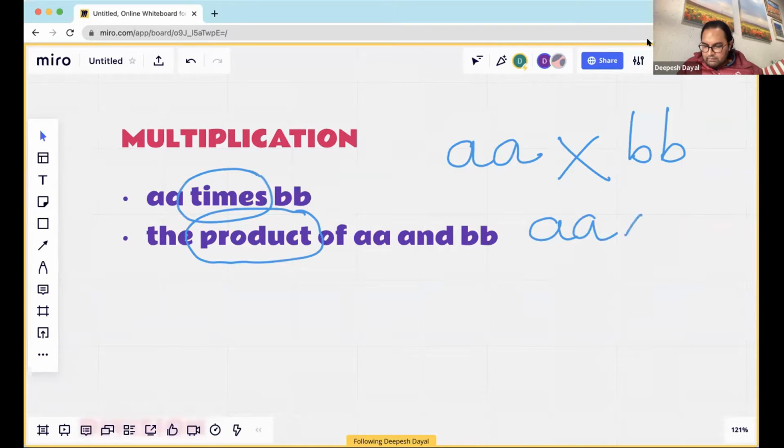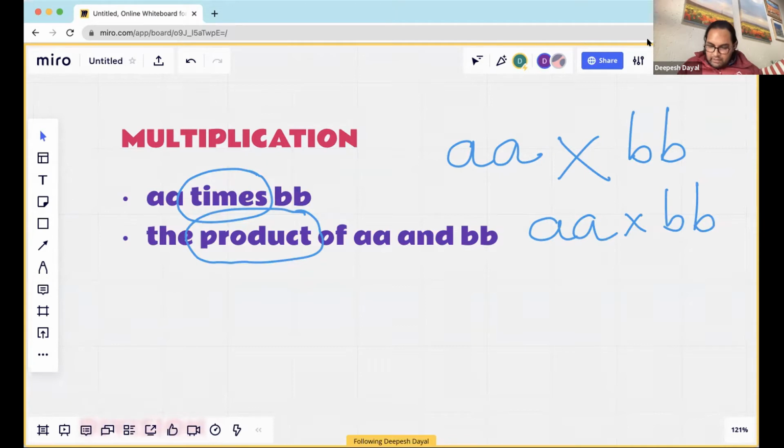Sir, may you please repeat again, please? So it is times, or we get product. Those are the words that we use for multiplication. So it's A times B or the product of A and B, right? All right, thank you, sir.